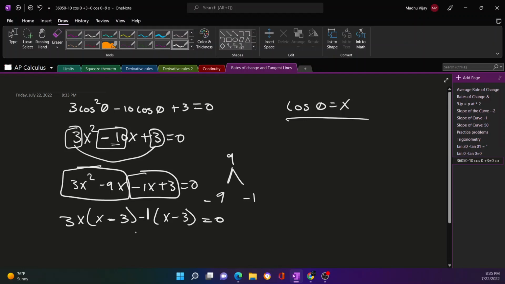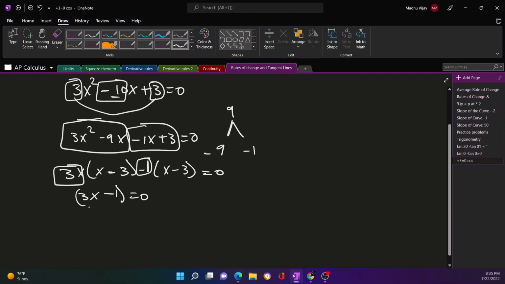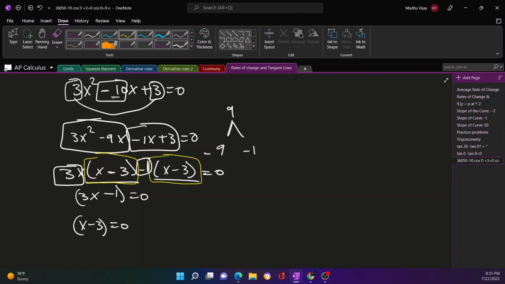And then this all equals 0. So now we see these outside terms here, and we make each one individually a factor. So 3x minus 1 is equal to 0, and we also can say x minus 3 is equal to 0. By the way, these two parentheses that you get over here have to be equal. That's when you know you factored it correctly.